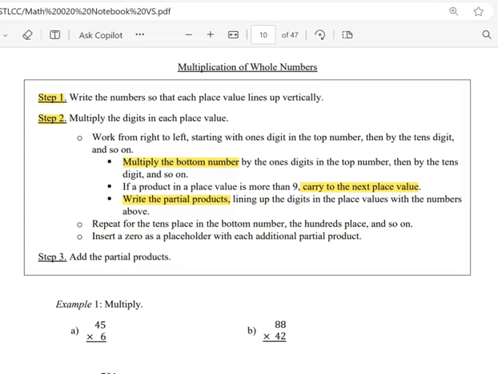So you're going to line up the digits in that place with the numbers above. And then repeat for the tens place of the bottom number, hundreds, and so on. So repeat for all the digits in the bottom number. Insert a 0 as a placeholder with each additional partial product, if you need to. And then step 3, add the partial products.